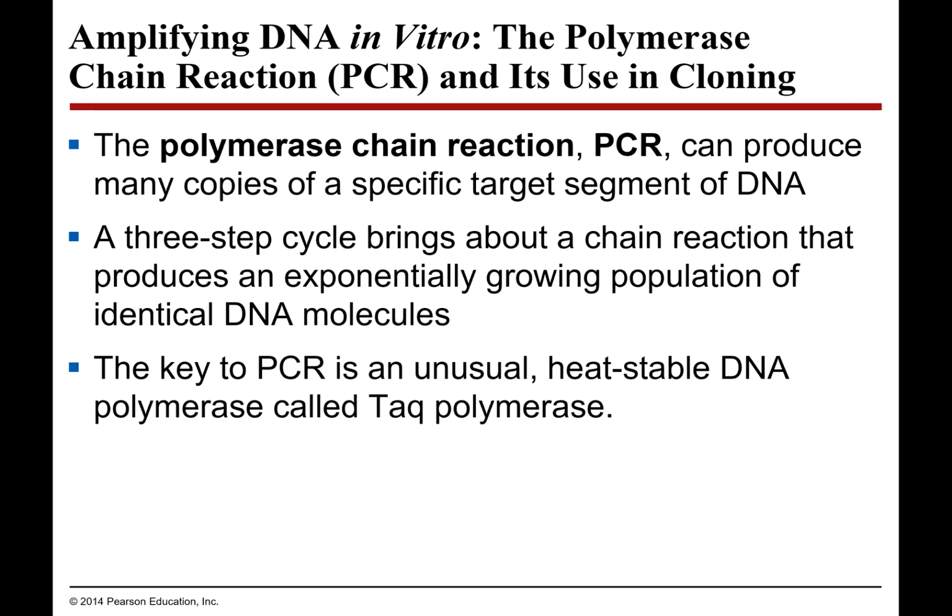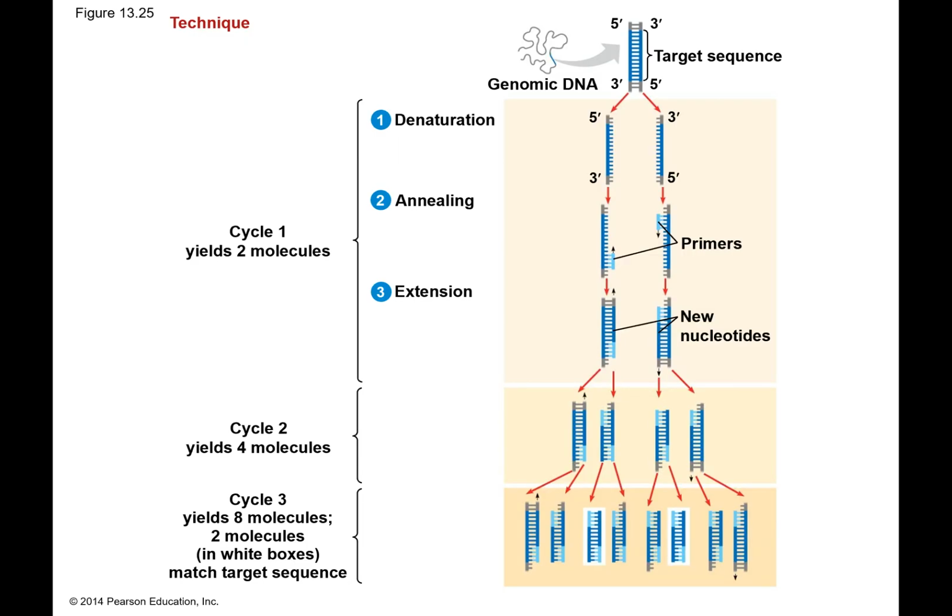It stands for bad word, out of luck. You can't go back and get more blood, right? So this is something that is done. A technique that is used to make billions of copies of a specific target of a DNA sequence. The PCR procedure is a 3-step cycle that brings about a chain reaction that produces an exponentially growing population of identical DNA molecules. So it looks like this.